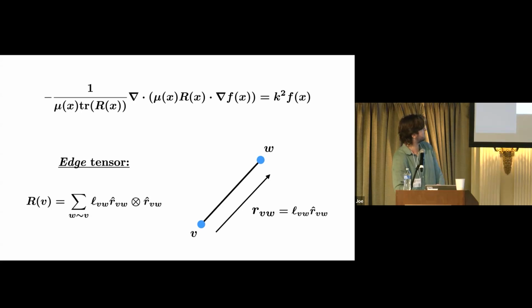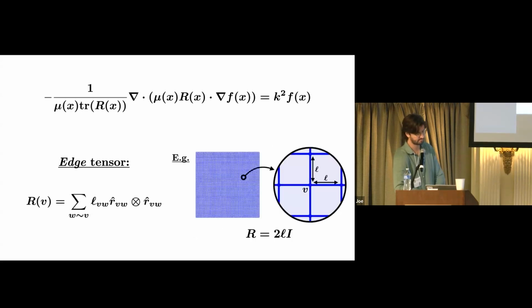And so this is one of the components. Its trace is just then the sum over edge lengths. And for example, in this particular case, on this lattice, square lattice, it just becomes a multiple of the identity. So for a homogeneous and isotropic graph, we just get this multiple of the identity.